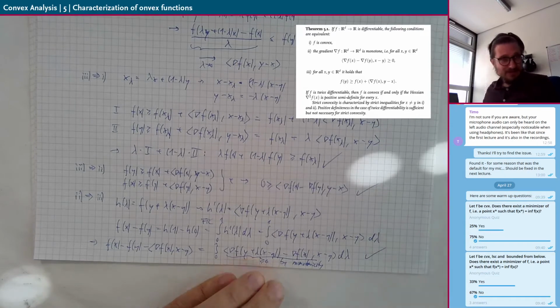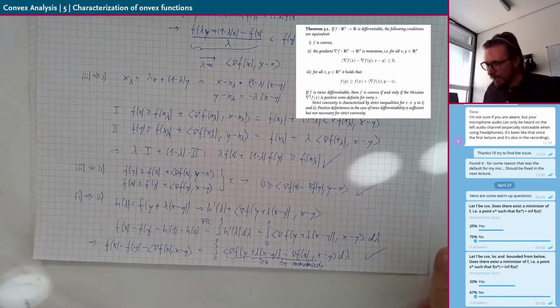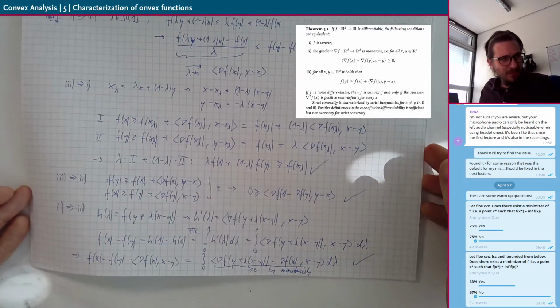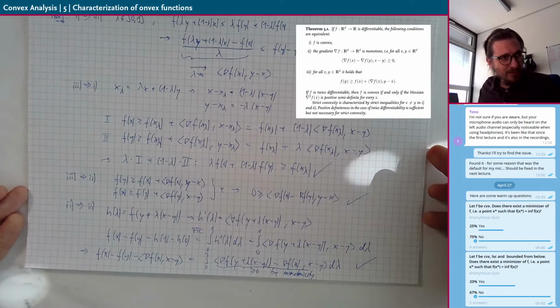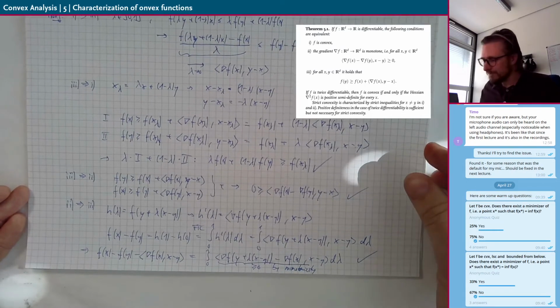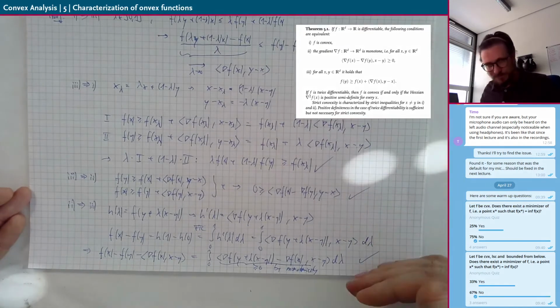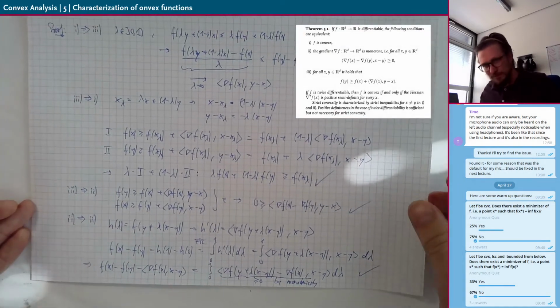And this was this direction. Okay, so if I recall correctly, we also have to do the rest of the proof, because I kind of skipped this because I was confused up to now. Okay, let's do it now.